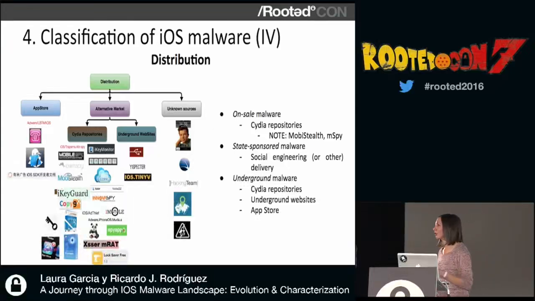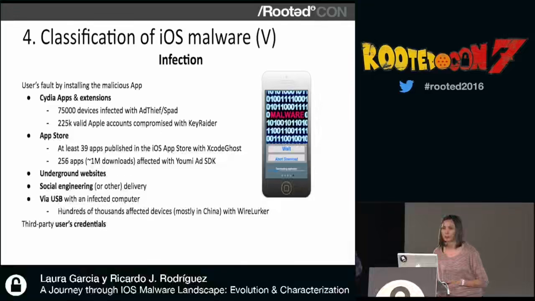Malware sponsored by governments will look for social engineering through emails, or links to websites where you can be infected. Then for underground malware, in order to distribute it, you jump over the Apple Store through Cydia repositories full of malware and alternative loading websites, Chinese websites. Chinese people are the top one here, especially with underground malware.